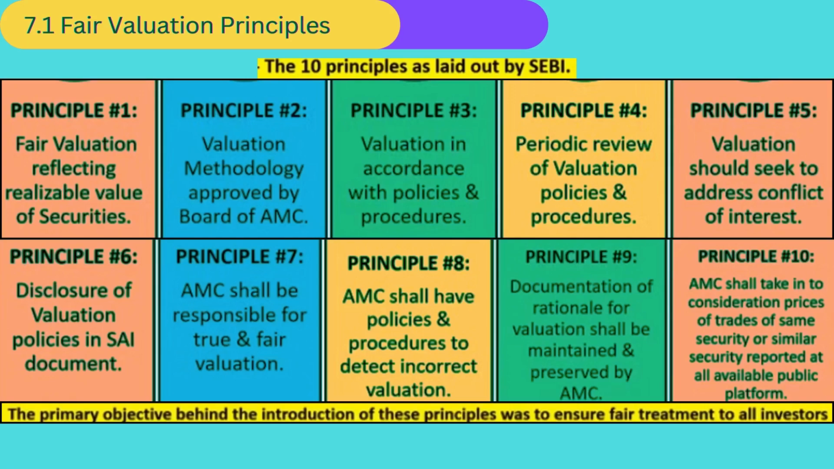Principle 5. Valuation to address conflict of interest. The valuation policies and procedures approved by Board of Asset Management Company should seek to address conflict of interest. Principle 6. Disclosure of valuation policies in SAI document. Disclosure of valuation policy and procedures approved by Board of Asset Management Company shall be in SAI, on the website of Asset Management Company, mutual fund, and at any other place where the board may specify to ensure transparency of valuation norms to be adopted by the AMC.